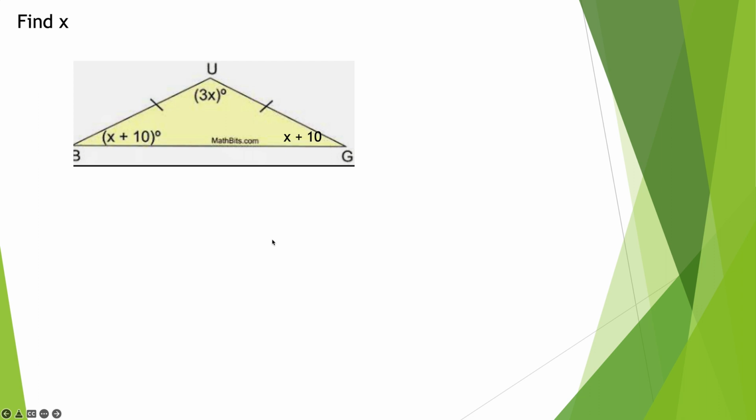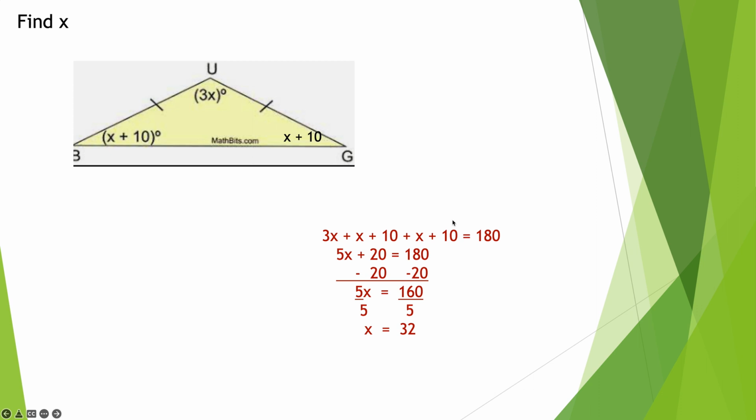So if I want to find x, I add the vertex angle at the top, which is the 3x, and then I add the base angle of x plus 10 and the other base angle of x plus 10, and I get 180 degrees. So that's 5x plus 20, getting all my x's together and all my numbers together. Minusing the 20, I get 5x is 160, dividing by 5, and I get x is 32. It asked me to find x, so I could stop there, but I could also say that the vertex angle is going to be 3 times 32 or 96, and the base angles are each going to be 42, because they are x, which is 32, plus 10.